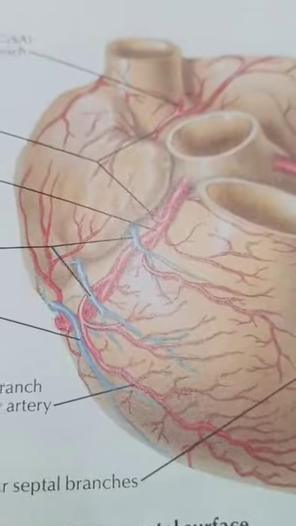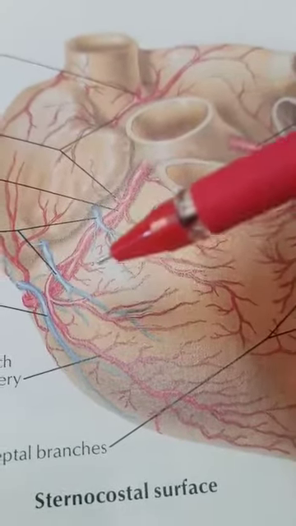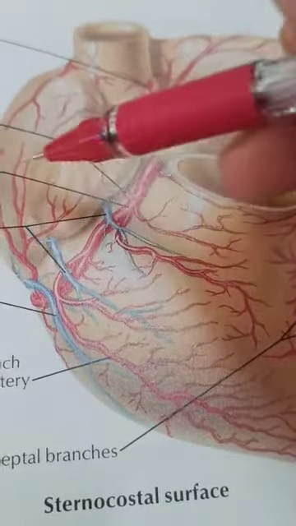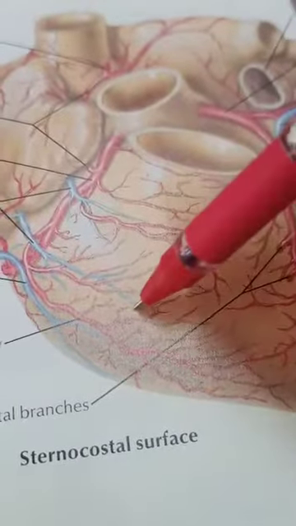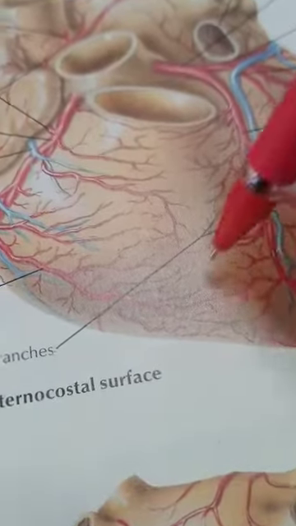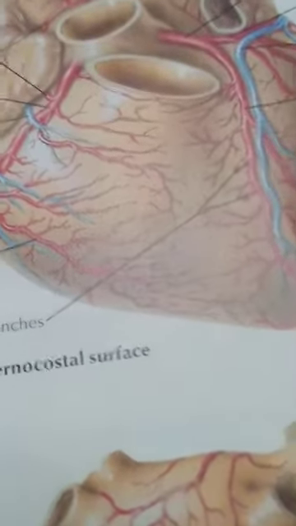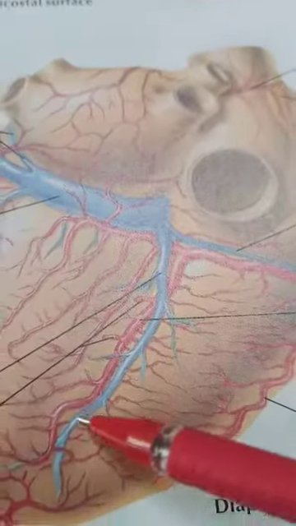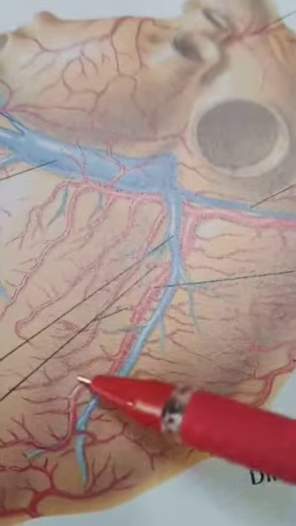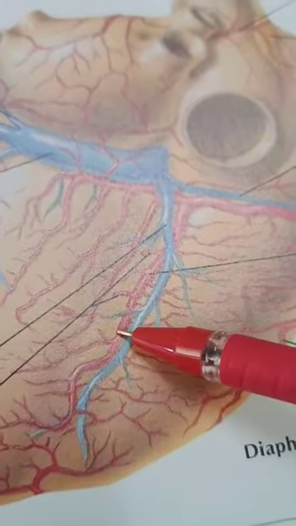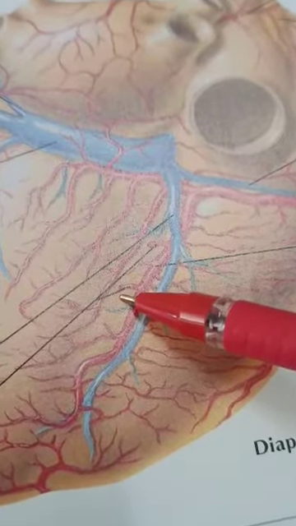And the area of distribution of this right coronary artery: it supplies the right atrium, then both ventricles, the right ventricle and left ventricle. Then it supplies the posterior part of the interventricular septum, through the posterior interventricular artery.